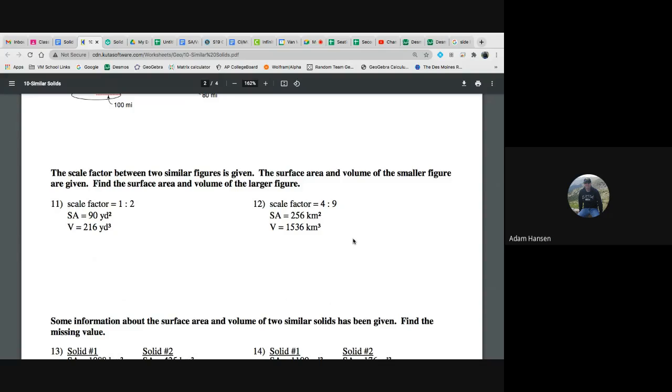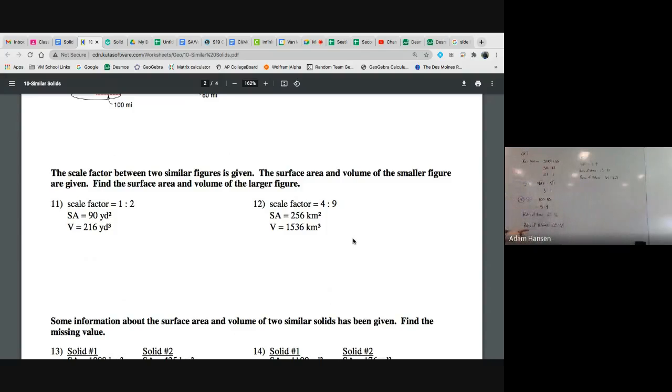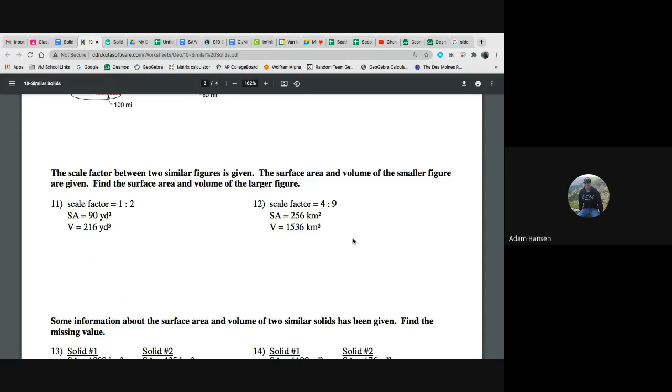How about the volume ratio? Take the original 4 to 9 to the third power. I know 4 to the third is still 64. I'm going to need a calculator now. What is 9 to the third? 729. We're definitely going to need that, as well as this next information. The surface area and volume of the smaller figures are both given. Let's use these ratios to find the surface area and volume of the larger figure.